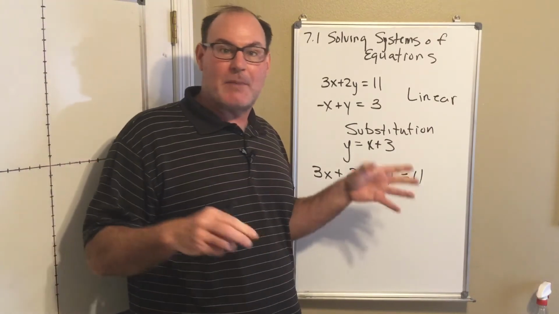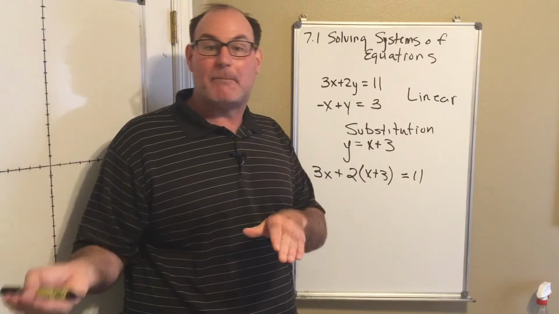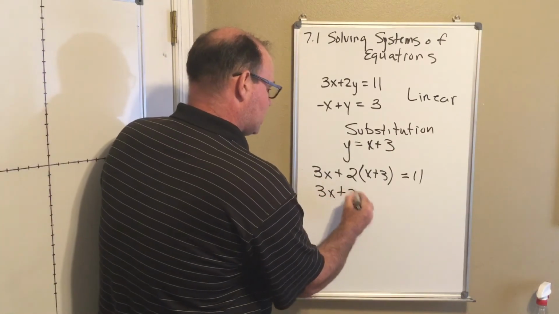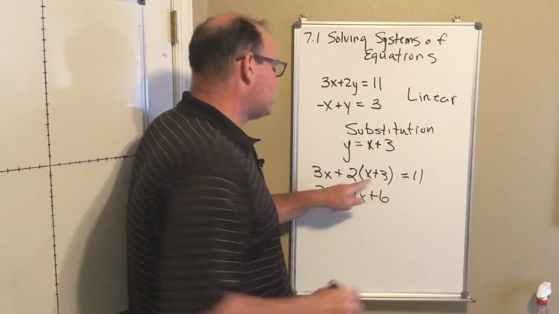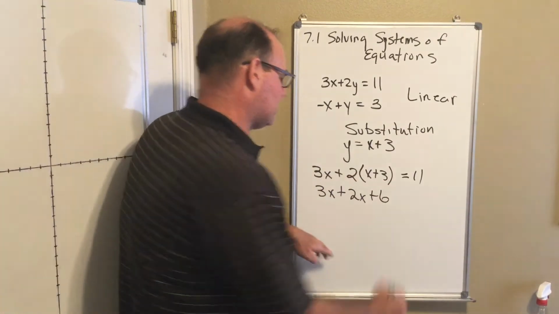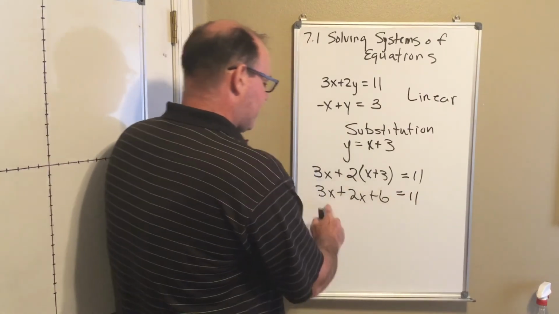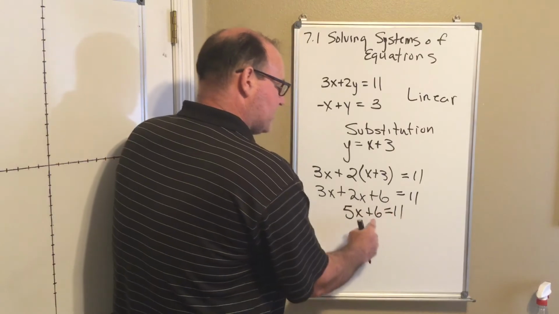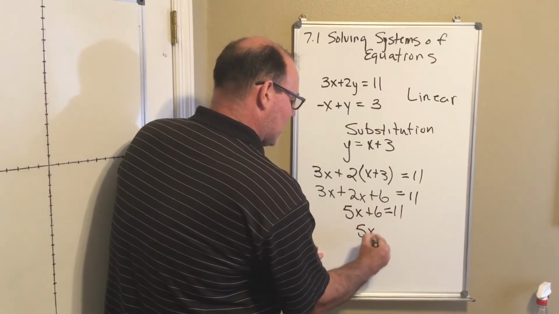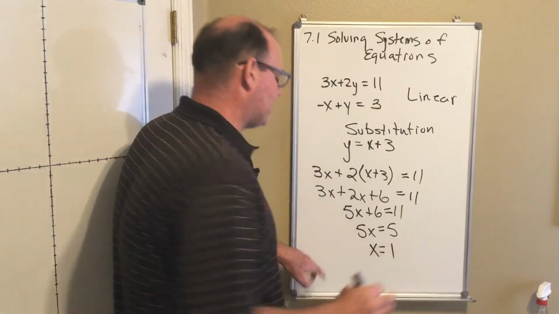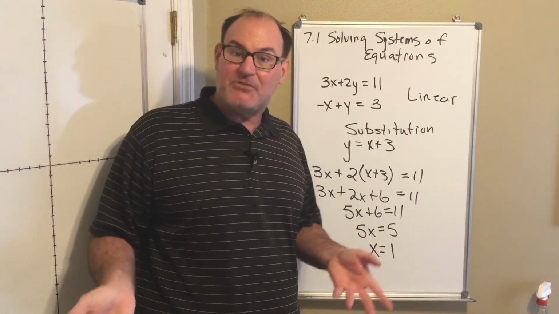So I'm going to solve it by getting the x's on one side, the numbers on the other, and then dividing. So I have 3x plus 2x plus 6. Don't forget to distribute. That's the most common mistake made on these problems. Equals 11. 3x and 2x is 5x. I'm going to subtract the 6 from both sides, and then divide by the 5, and I get 1. Now, that's only half the answer.